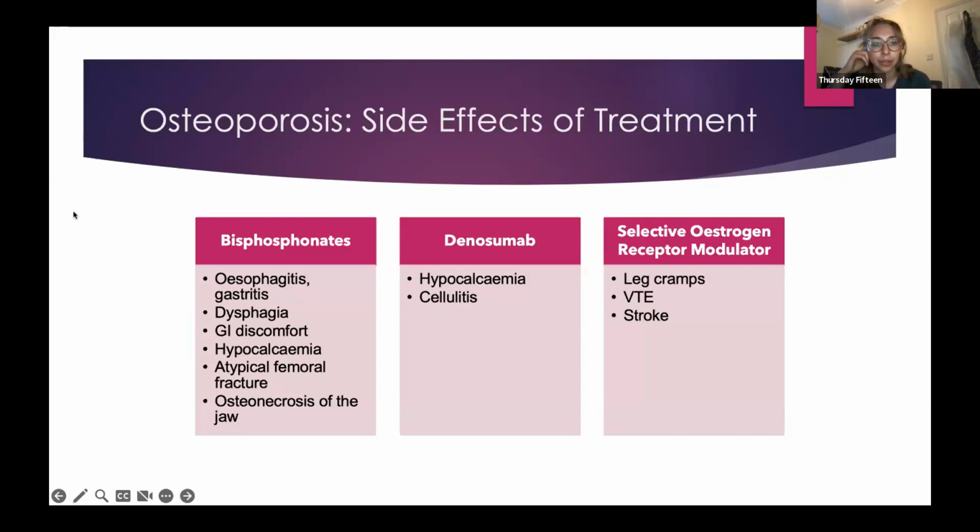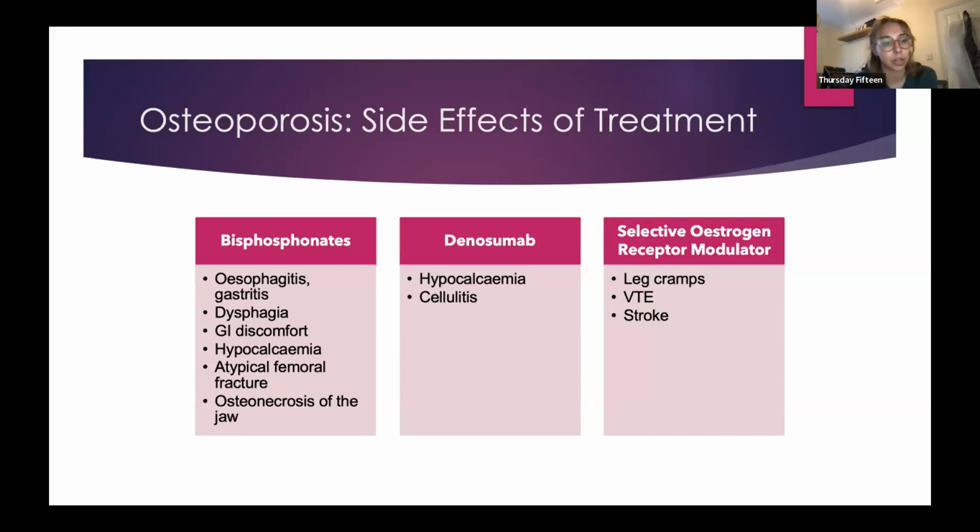The meds that we use are bisphosphonates. Sometimes we use denosumab, and sometimes we use selective estrogen receptor modulators. You can also use things like HRT and dietary modifications. Bisphosphonates have loads and loads of side effects.